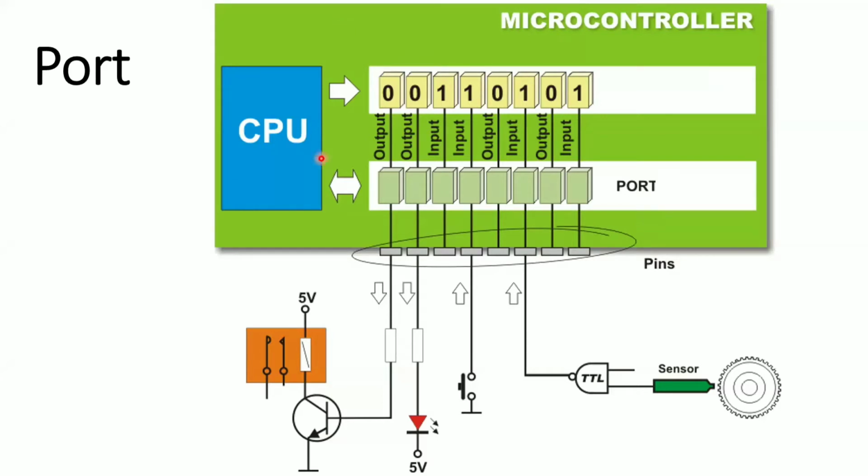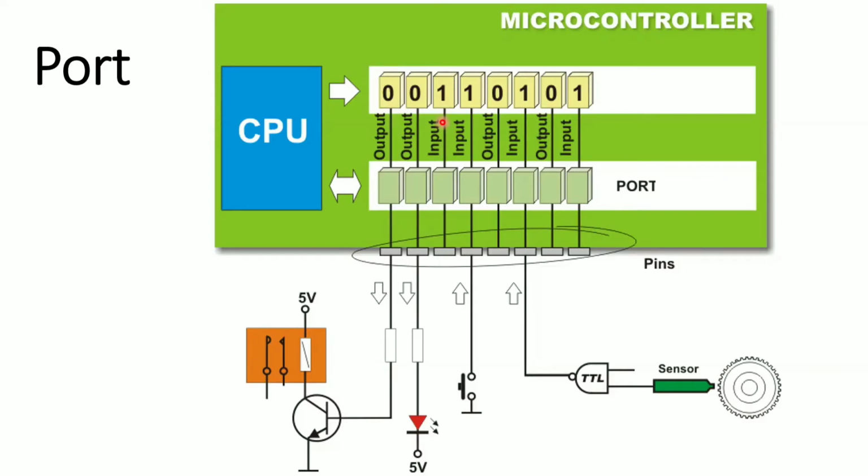Direction means whether the port acts as input or output. How will you set the direction? With the help of two digits. What are the digits? 1 and 0. Now, remember this point: whenever you want to make a particular pin of a port act as output, you need to write 0 to it. And whenever you want to make a particular pin of the port act as an input pin, you need to write 1. That means with the help of 1 and 0, I am setting the direction of the port.